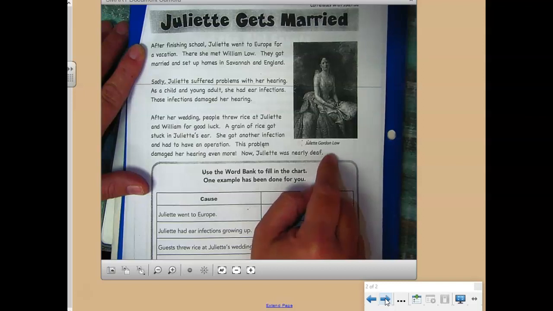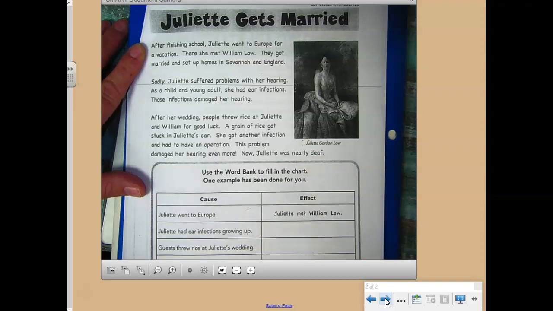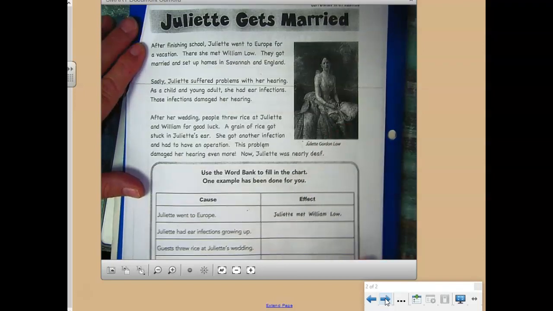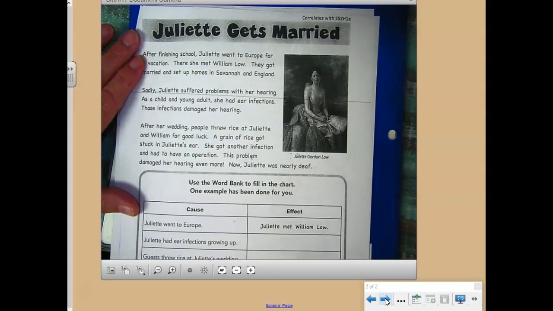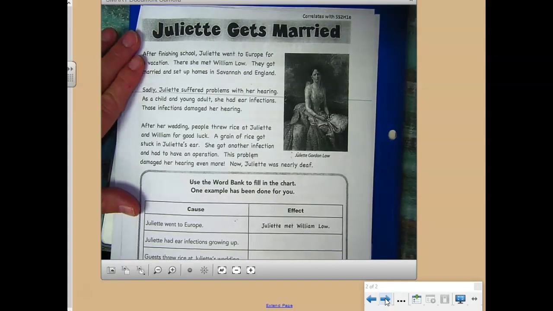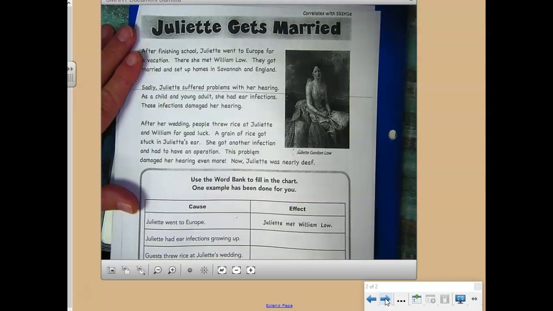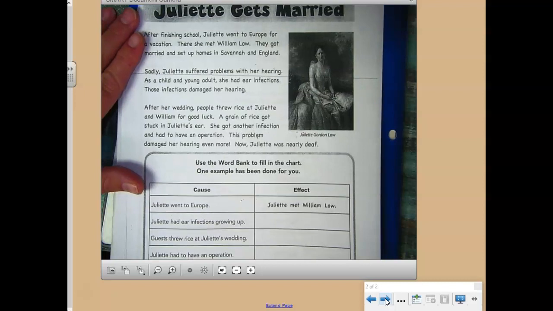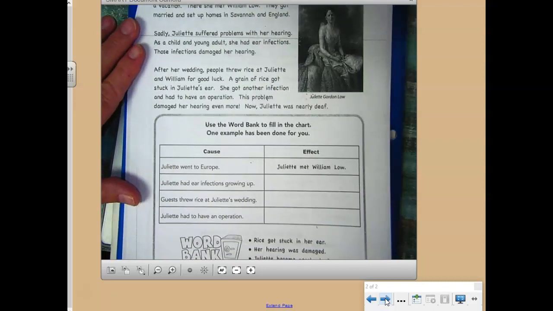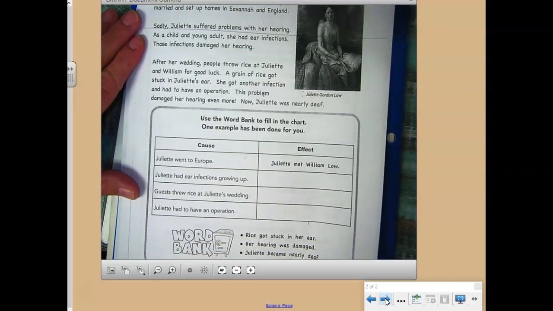So the rice from the wedding that was stuck in her ear on that side caused her to lose her hearing completely in that side, almost completely. And this picture is her at the age that she married. I will have that picture in color tomorrow so you can get a better picture of what she looked like when she was a young adult. It's a very pretty picture of her.